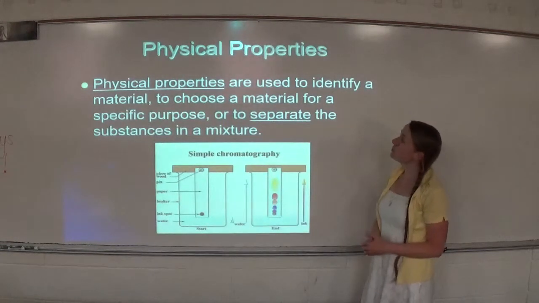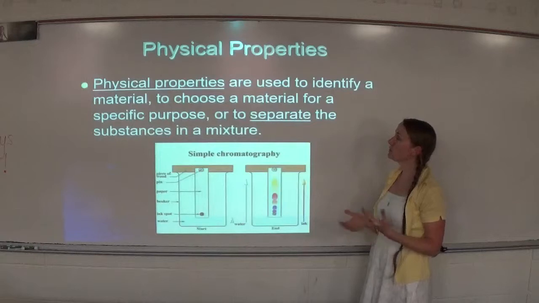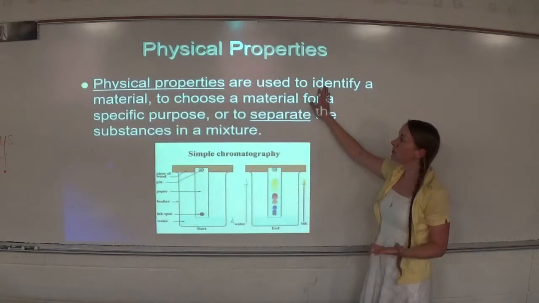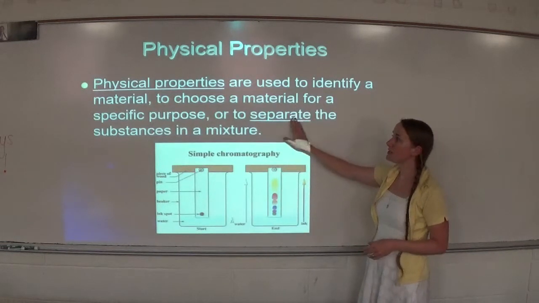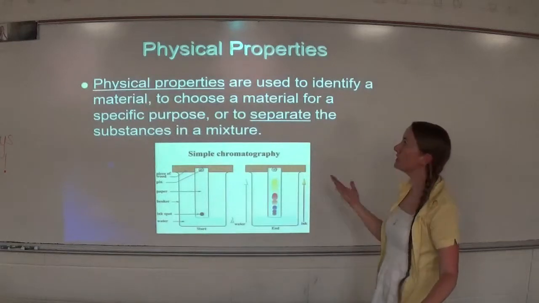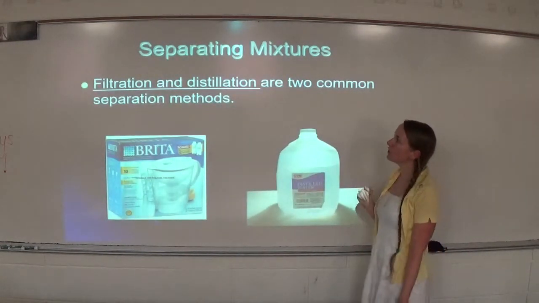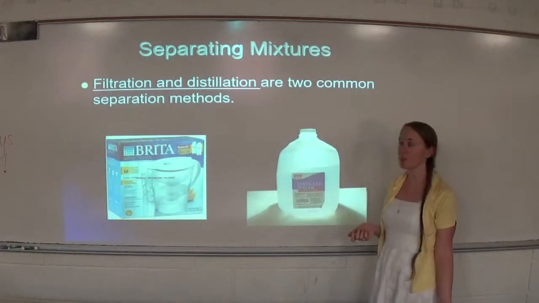Physical properties are used to identify a material, to choose a material for a specific purpose, or to separate the substances in a mixture. So we can use it to identify a material, choose a material, or separate substances in a mixture based on knowing the physical properties. So how can we separate mixtures? Well, through filtration and distillation. Those are two common separation methods.